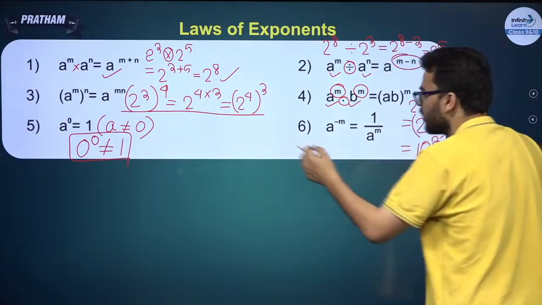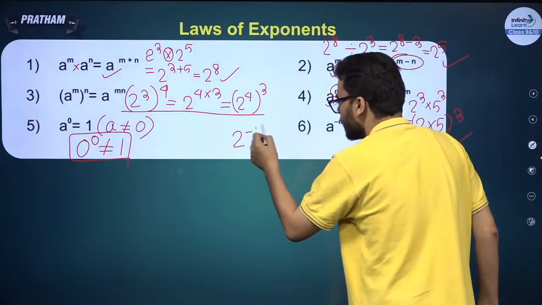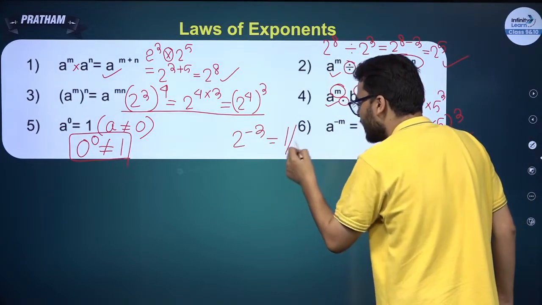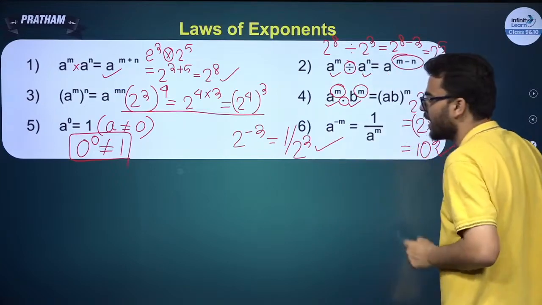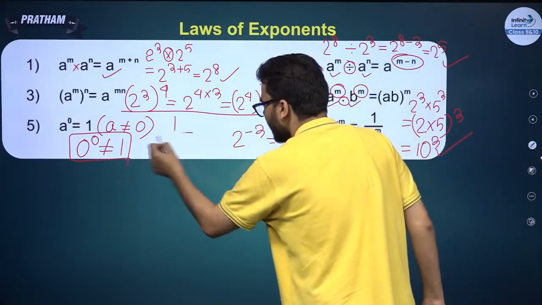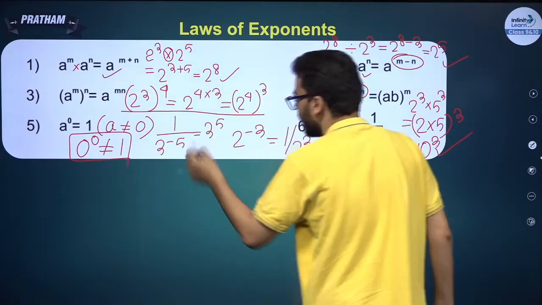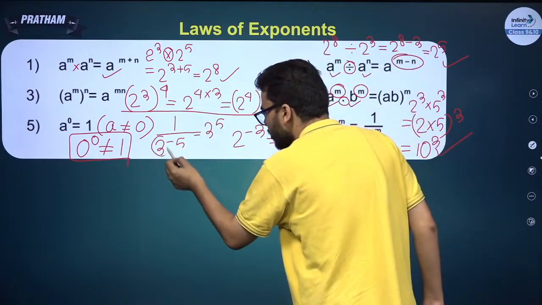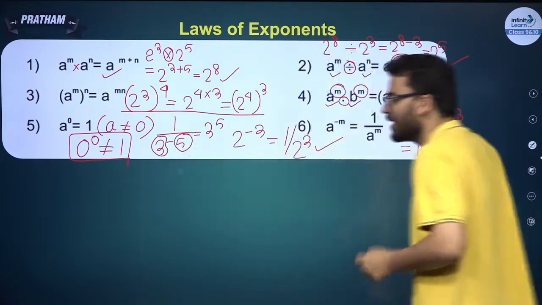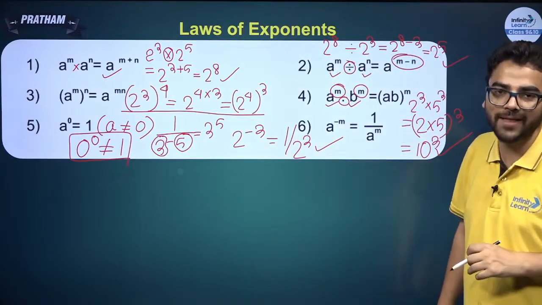Now over here, if you have got something like 2 raised to the power minus 3, you can write it as 1 by 2 raised to the power 3, right? And suppose if I have got 1 by 3 raised to the power minus 5, I can write it as 3 raised to the power 5. These are valid for fractional base, fractional exponent as well. So you don't have to bother about it.